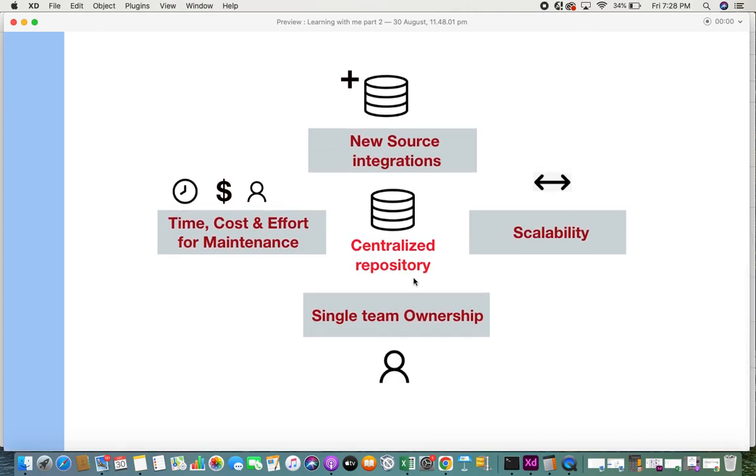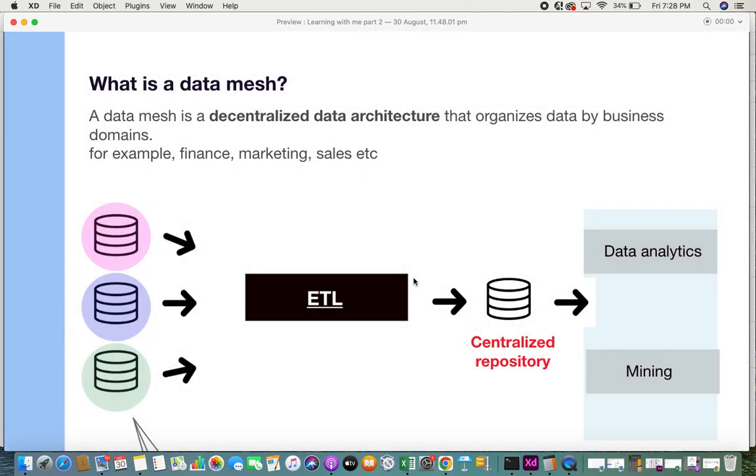So having these drawbacks is where data mesh comes into the picture. So what is a data mesh now? A data mesh is a decentralized data architecture that organizes data by business domains. If you're wondering what business domains are, they are nothing but functions or departments in an organization. So domains can be, for example, finance, marketing, sales, HR, etc.